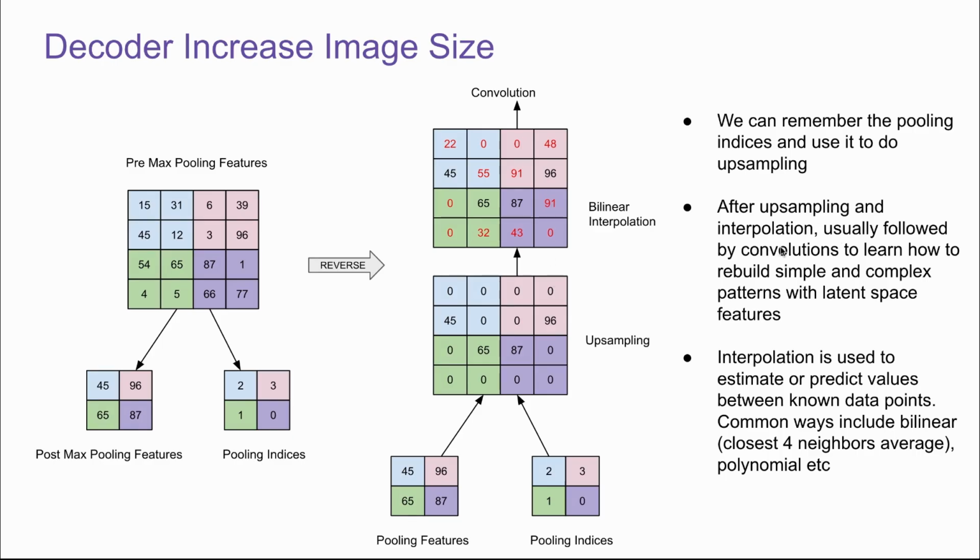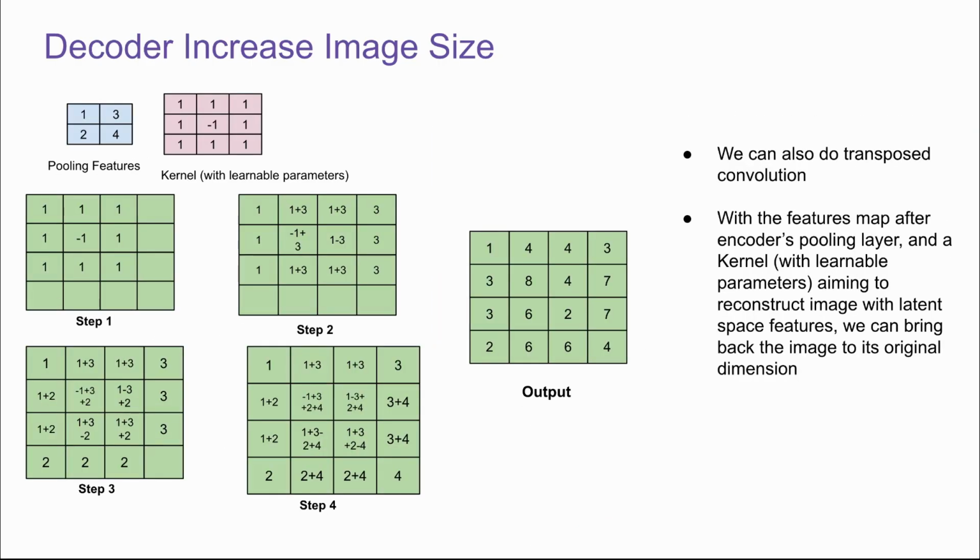After upsampling and interpolation, it's usually followed by convolutions to learn how to rebuild simple and complex patterns with latent space features. This is a second example of transposed convolution. We have the pooling features, and in this case, for simplicity, I just put in 1, 2, 3, 4. Now let's say we have another kernel for transposed convolution. It contains learnable parameters, and for simplicity, let's have everything as 1, but the middle one is -1. We can do the same convolution process, but in this case, we want to increase the image dimension.